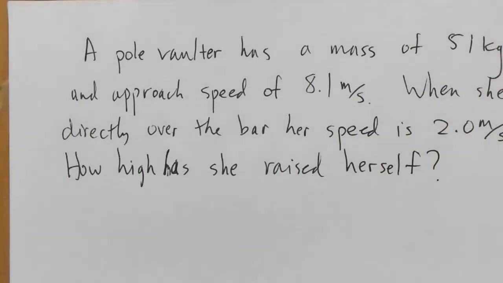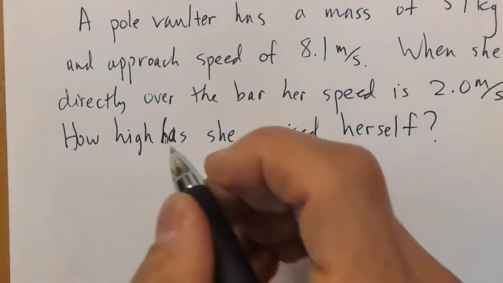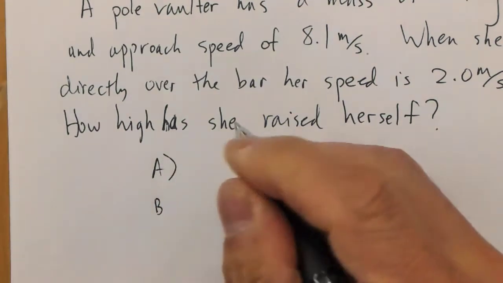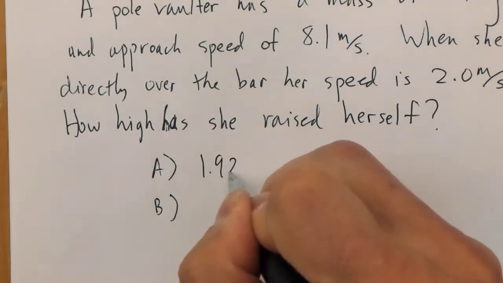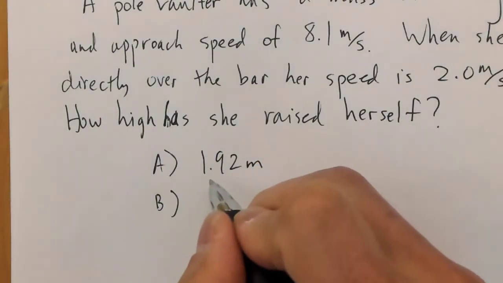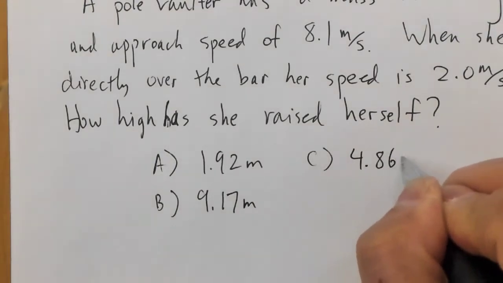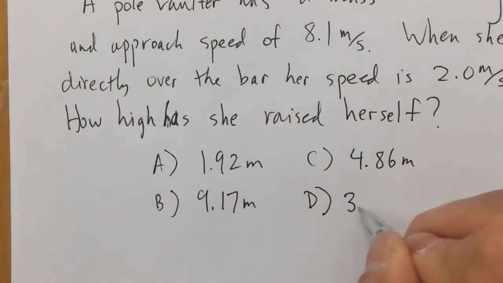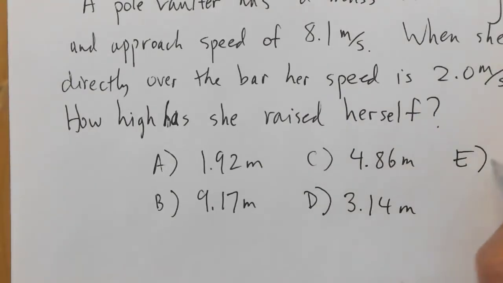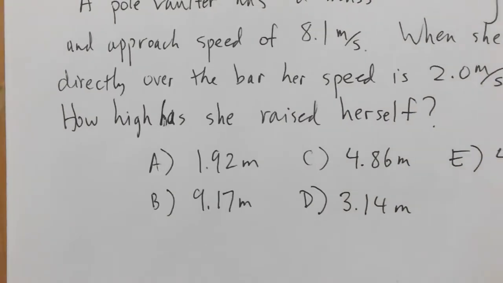She starts from the ground with her feet on the ground. Think about her center of mass. We haven't talked about center of mass, but if you try to simplify her, think of her as a point particle. Starting from the ground, how high does that point particle go up? And so now the choices are A, 1.92 meters, B, 9.17 meters, C is 4.86 meters, D is 3.14 meters, E is 4.21 meters.